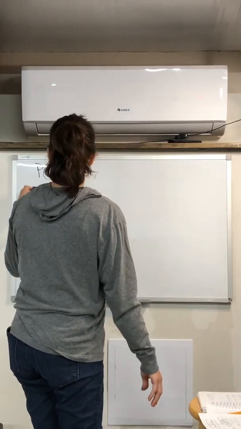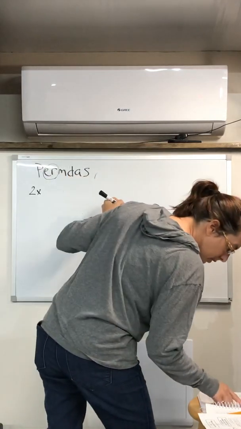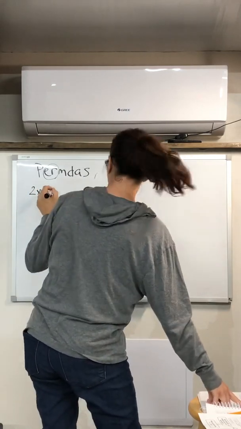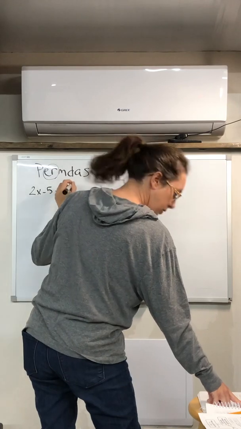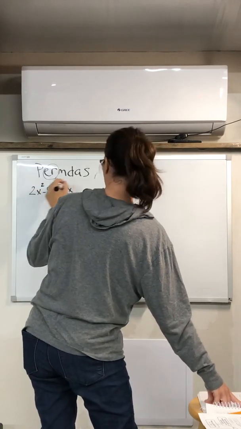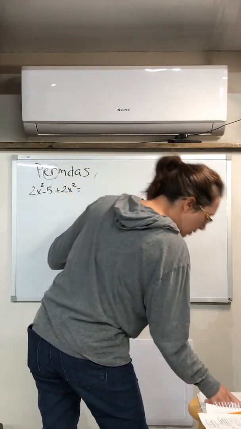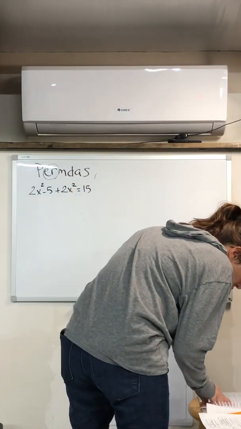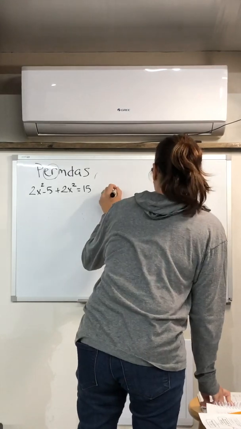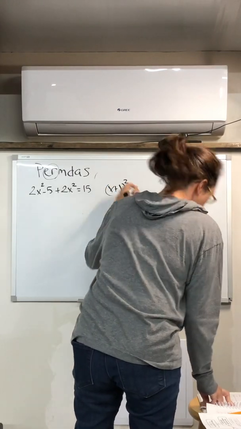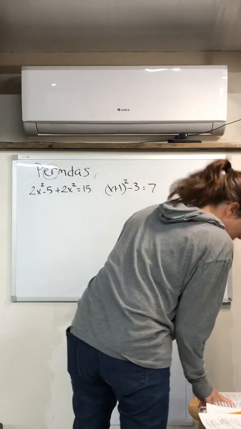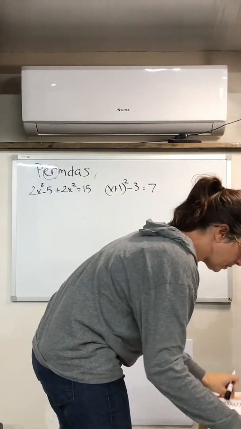I've got 2x minus 5 plus 2x squared plus 2x equals 15. Okay, there's problem number 1. Number 2, x plus 1 squared minus 3 is equal to 7. Okay.